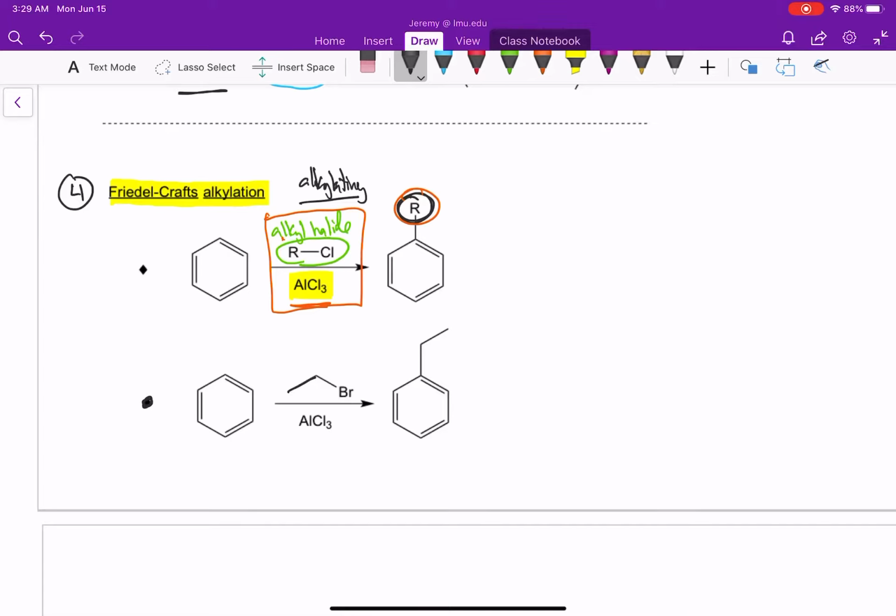We treat this with bromoethane and AlCl3, and that will add an ethyl group here. Important to note, carbon A is connected to our bromine. There's carbon B, so A is then connected to the benzene ring. So here we've made ethyl benzene.